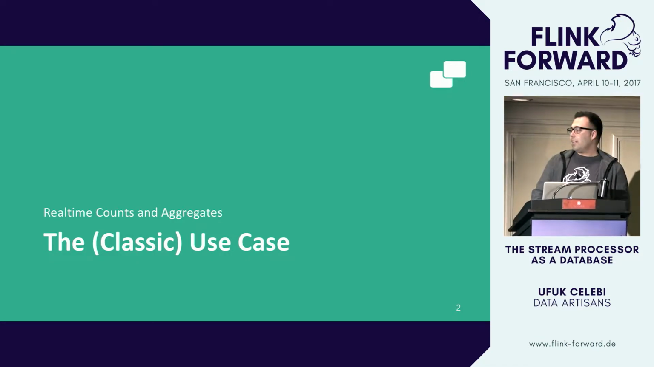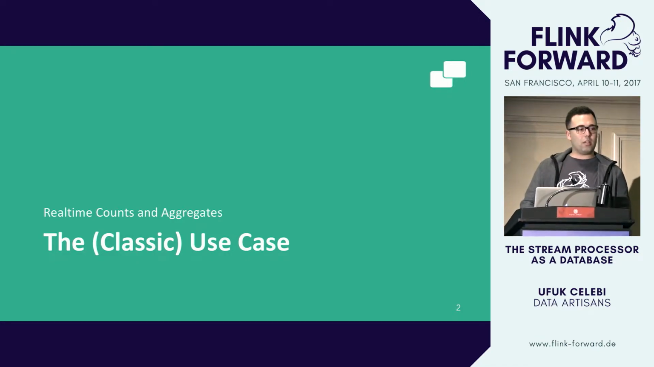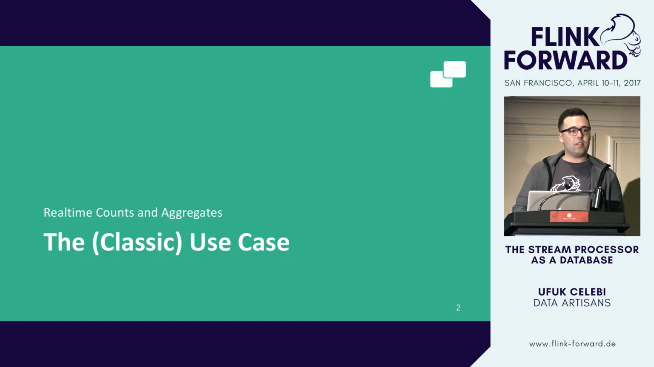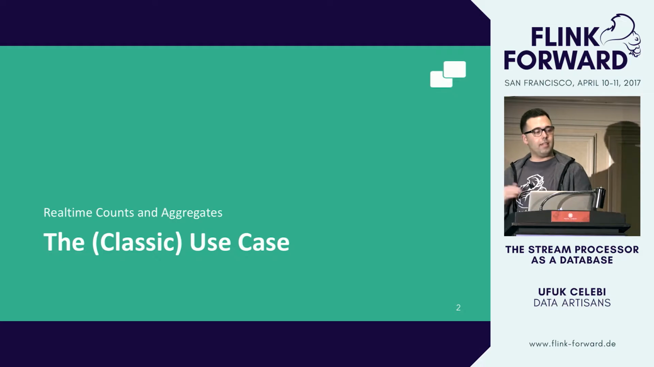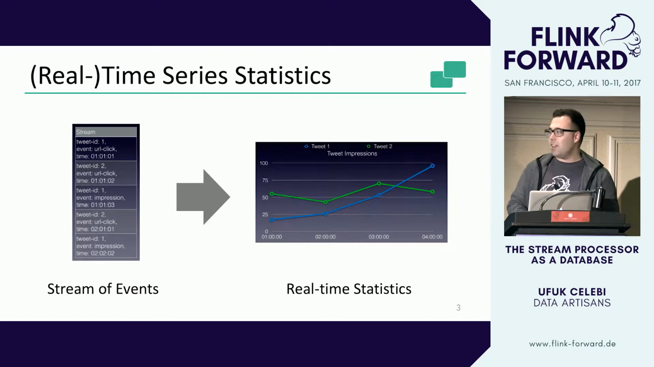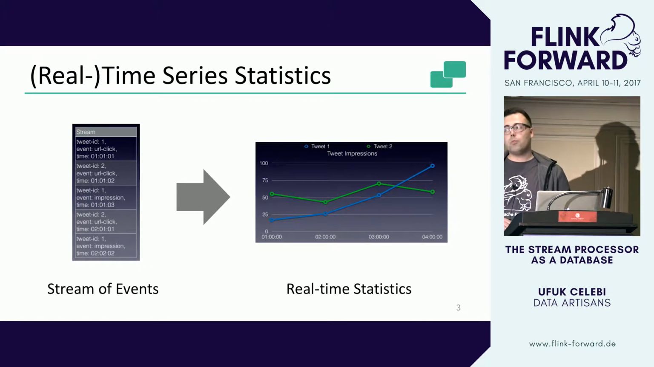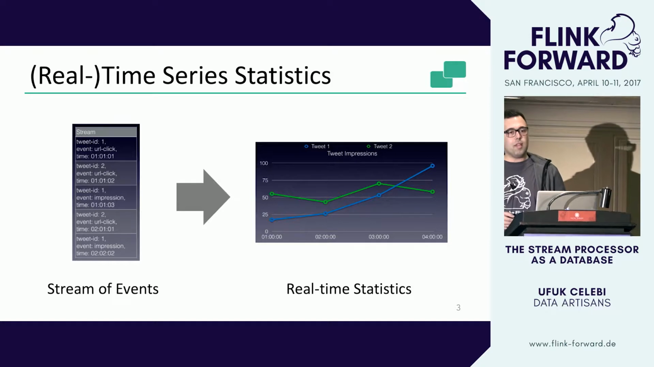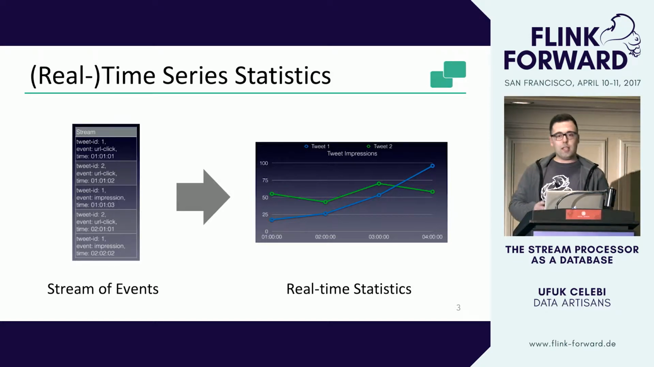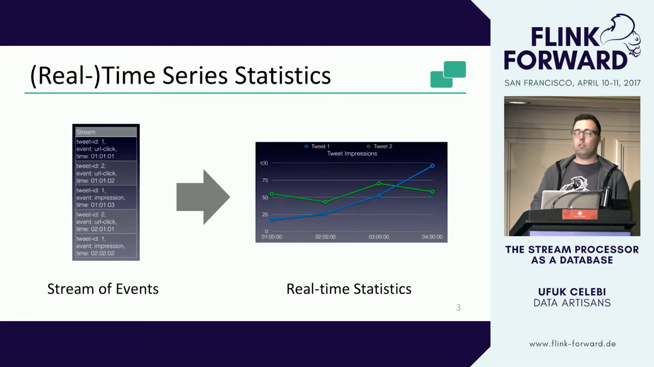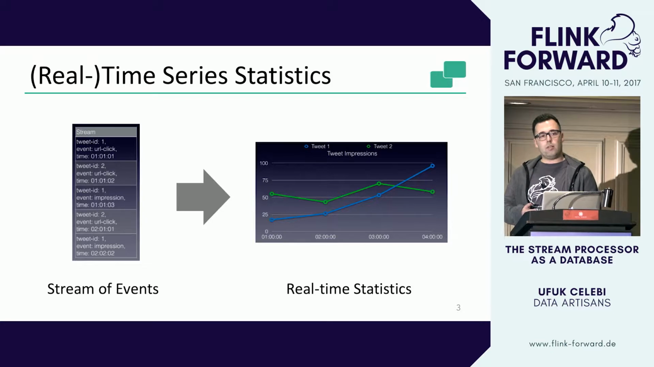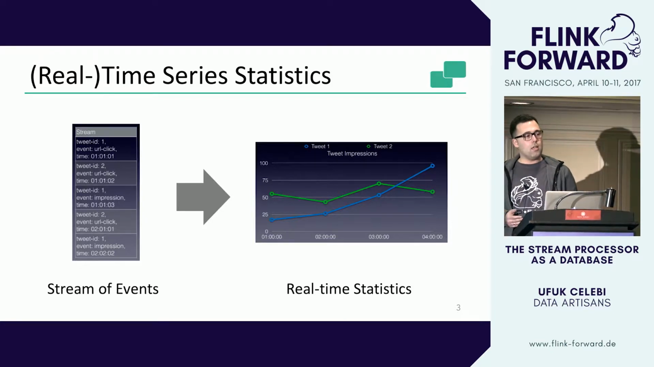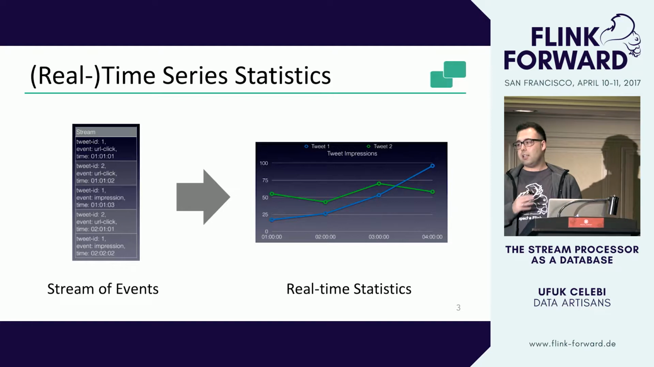So, the classical use case for stream processing is doing stuff in real time. And the application that's a little bit more interesting than ETL is doing some counts or aggregates in real time. And this is also the motivating use case here. So in this case, you have a stream of events, for example, tweets with an ID, an event type, and the timestamp. And what you want to do with this is display this somewhere, for example, in your dashboard in Grafana, and really understand how this data evolves over time.